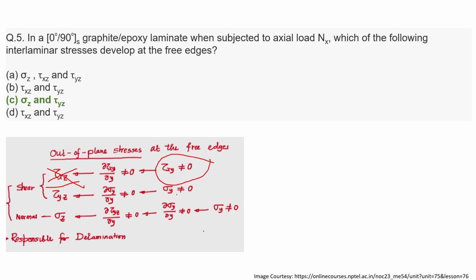Then you will see that sigma y values are known to us. So in this condition, at the end, you will get the value of stress in y direction. If we know the value of sigma y, we can get the value of both tau yz and sigma z. From this condition, you can conclude which of the interlaminar stresses will be developed for this given question. So you get that tau yz and sigma z values we will get. So option C is the correct one.